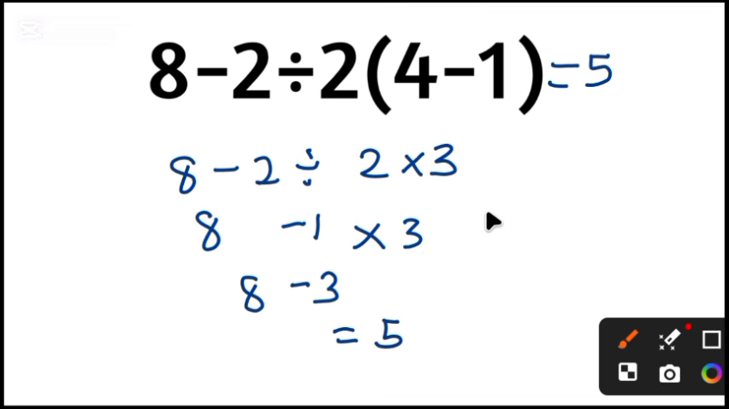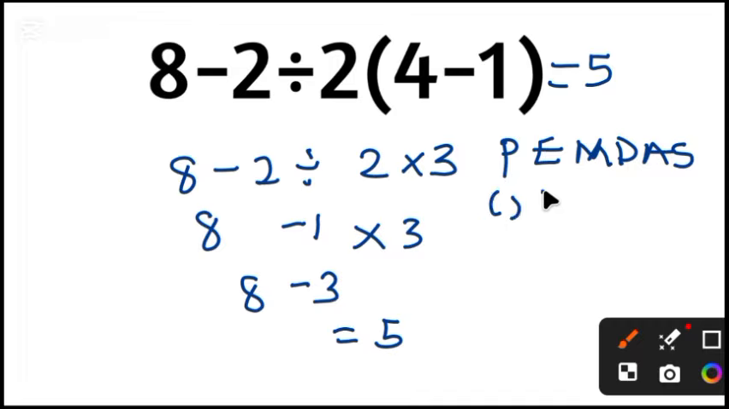Why do I solve it the way I did? I use the order of operation called PEMDAS. Following this order, we begin with parentheses, followed by exponent, something like 2 squared, and M and D, which stand for multiplication and division. You evaluate from left to right. A and S, which is addition and subtraction, you evaluate from left to right.